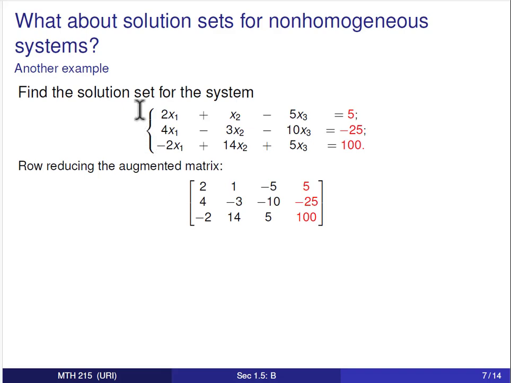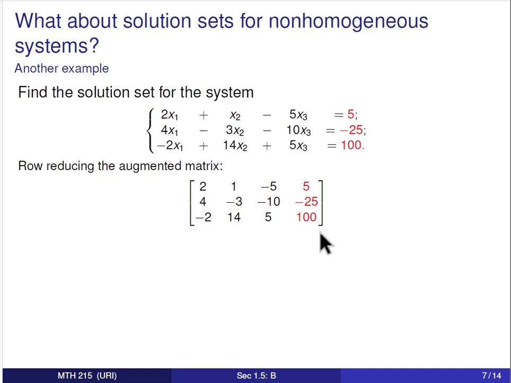So in this system, we have a system of three equations with three variables. It's definitely non-homogeneous because we don't have zeros anywhere here. But how would we solve this? To find the solution set, well, what we would normally do is start with the augmented matrix. We would row reduce this and solve for any basic variables.